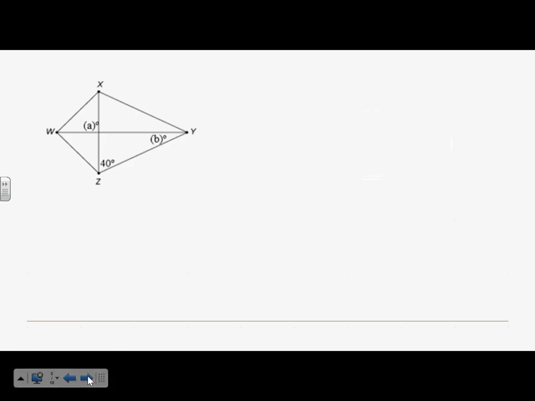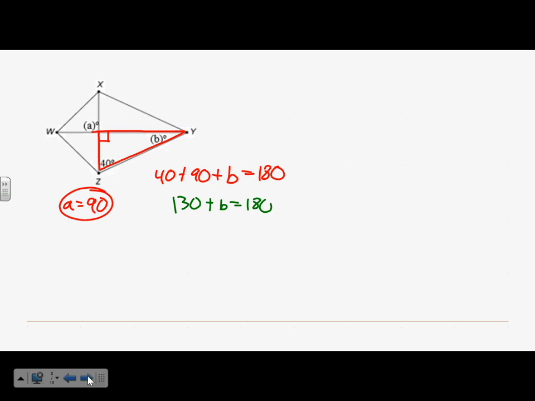Angle A for this one should be a good one. That's just 90 degrees because, again, the diagonals are perpendicular. And this is where, again, to find angle B, so if A is 90 degrees, this one also is 90. So 40 plus that 90 plus B has to add up to be 180 because that is a triangle. That's one of the things you have to remember what we learned before. So 130 plus B is equal to 180. Subtract 130. B is 50.